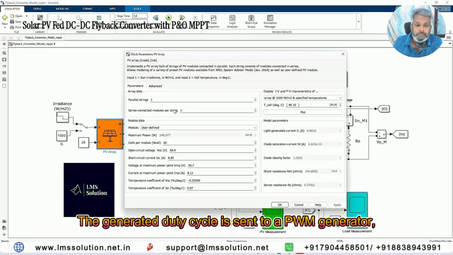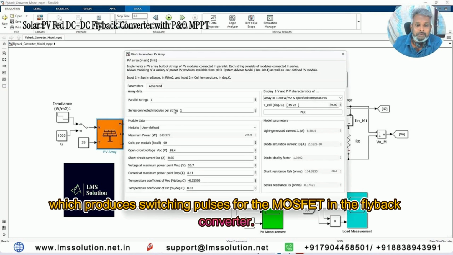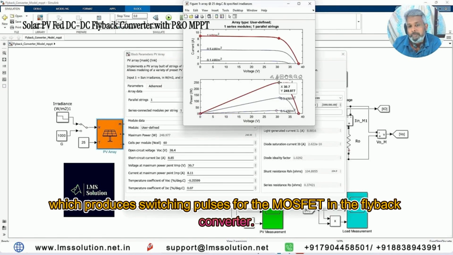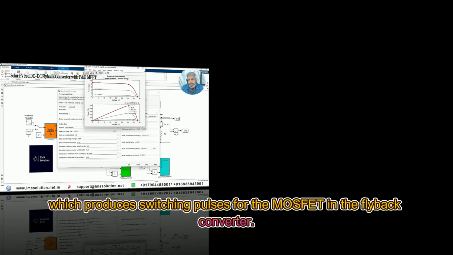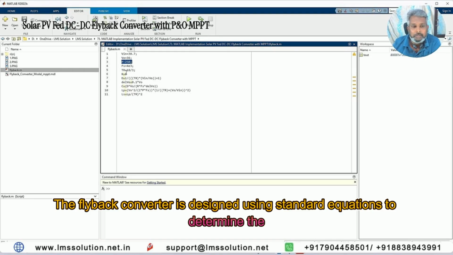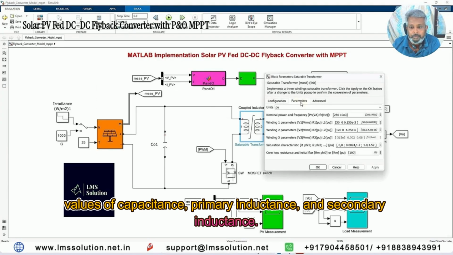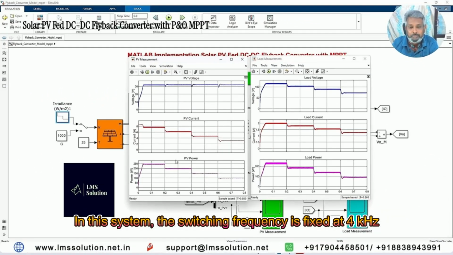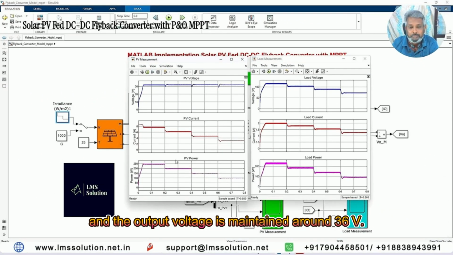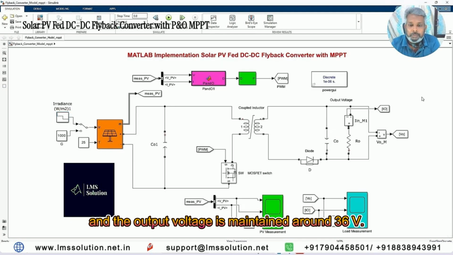The generated duty cycle is sent to a PWM generator, which produces switching pulses for the MOSFET in the flyback converter. The flyback converter is designed using standard equations to determine the values of capacitance, primary inductance, and secondary inductance. In this system, the switching frequency is fixed at 4 kHz and the output voltage is maintained around 36 V.